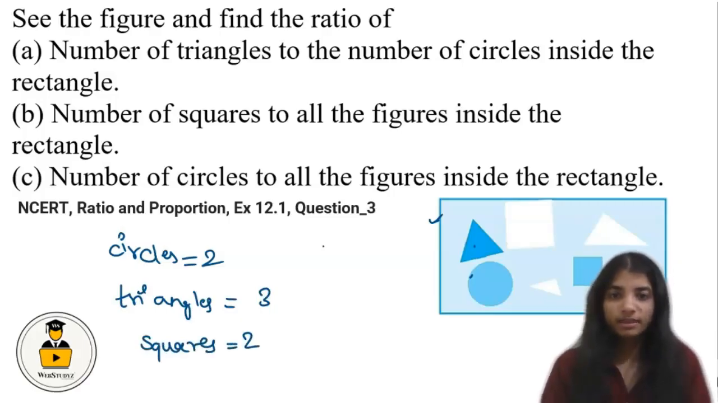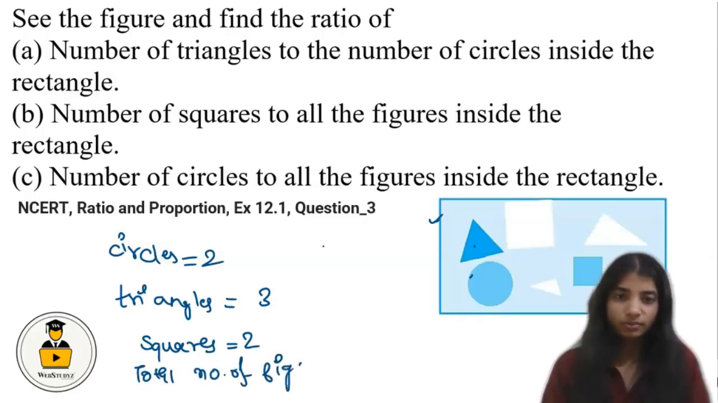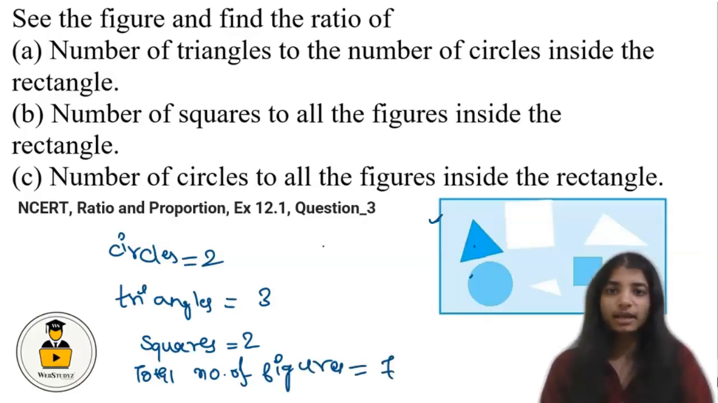Now we can say that the total number of figures inside this rectangle is equal to 2 circles plus 3 triangles plus 2 squares, that is equal to 7. So in the first part we have to find the ratio of the number of triangles to the number of circles inside the rectangle.